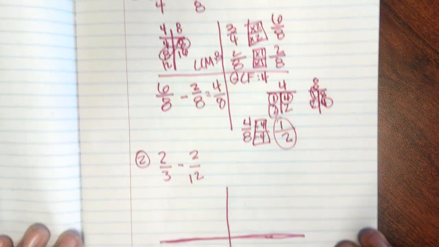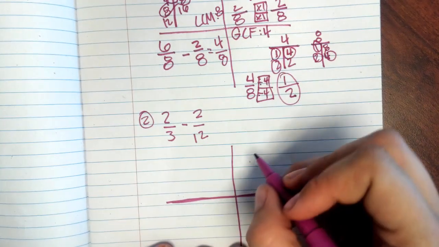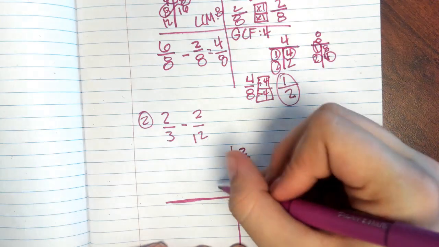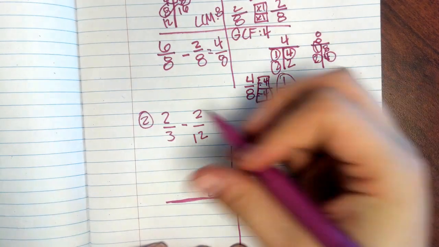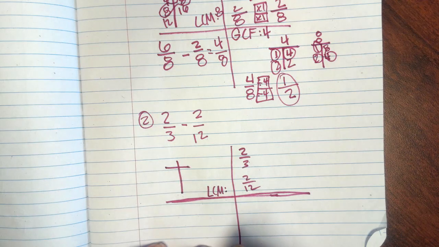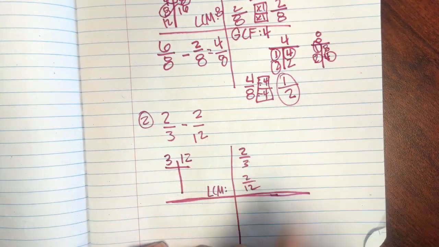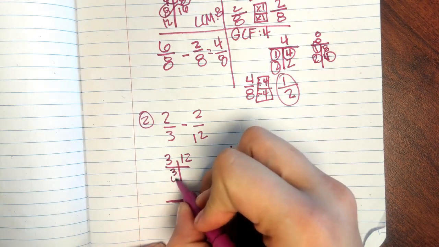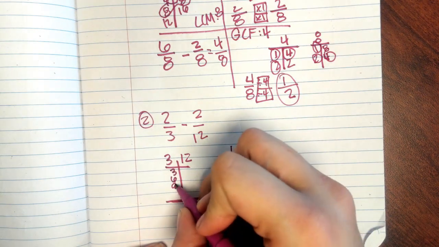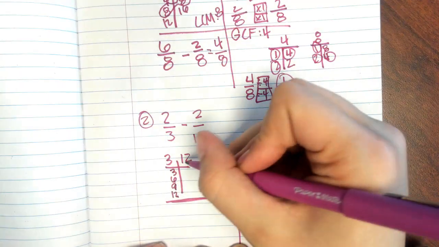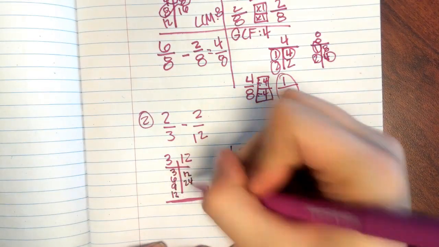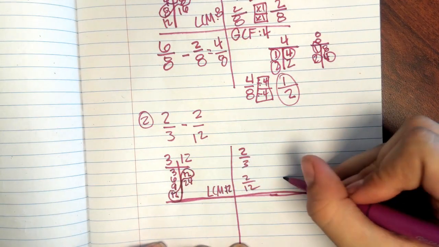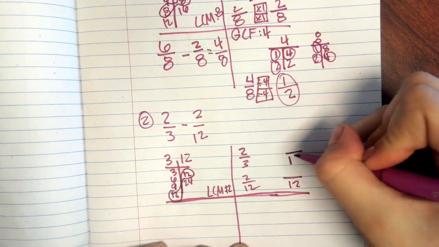All right, we'll do it one more time. I have 2/3 and 2/12. I need to first find my least common multiple by making my double-sided t-chart, putting my denominators on top, and listing their multiples. 3 times 1 is 3, times 2 is 6, times 3 is 9, and times 4 is 12. 12 times 1 is 12, 12 times 2 is 24. Their least common multiple is 12, which means our new denominator is going to be 12 as well.